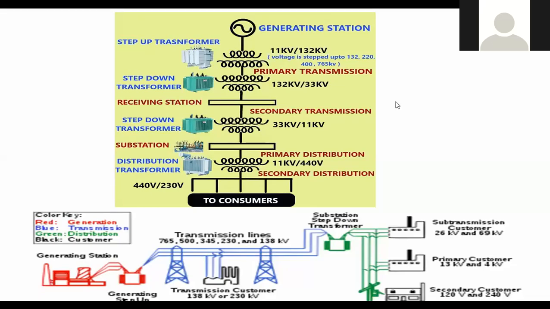In the last class we discussed the schematic layout of the power system. In the generating section, that is thermal power plant, hydro, nuclear, gas or diesel power plant, power is generated at operating voltages of 3.3 kV, 6.6 kV, 11 kV and then 33 kV.